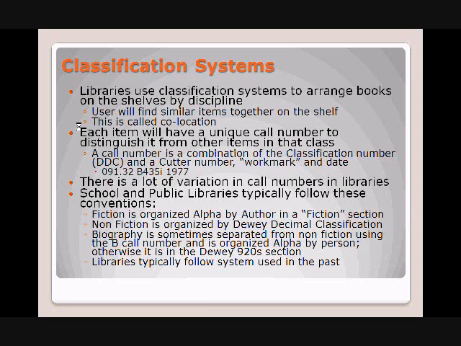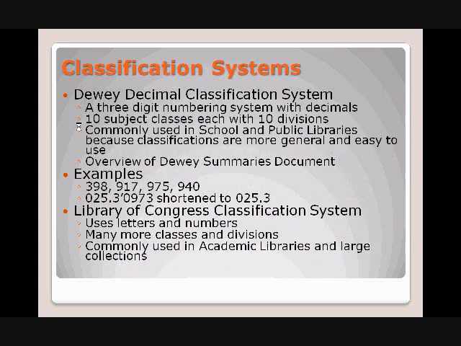So we have the Dewey Decimal Classification System, which is a 3-digit numbering system of decimals. There are 10 subject classes, each of which have 10 divisions. And as I've said before, these are commonly used in school and public libraries because this system is more a general system and easy to use. We will be looking at the summaries document in a little bit. Examples of a Dewey Decimal classification are 398, 917, 975, 940.